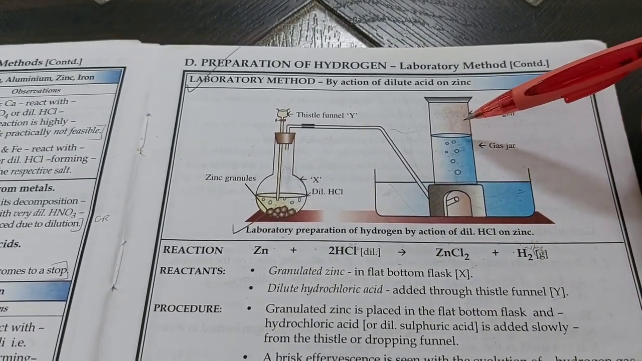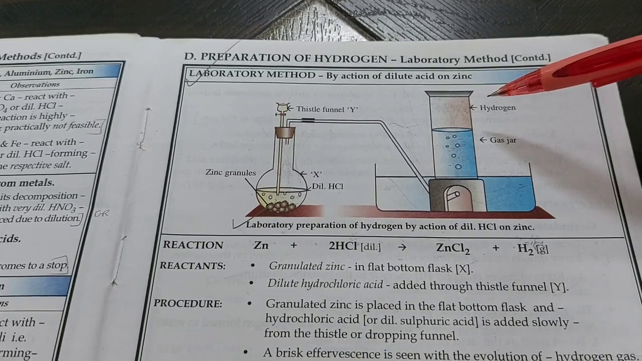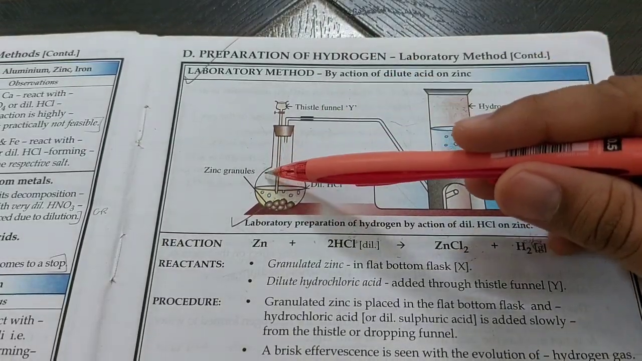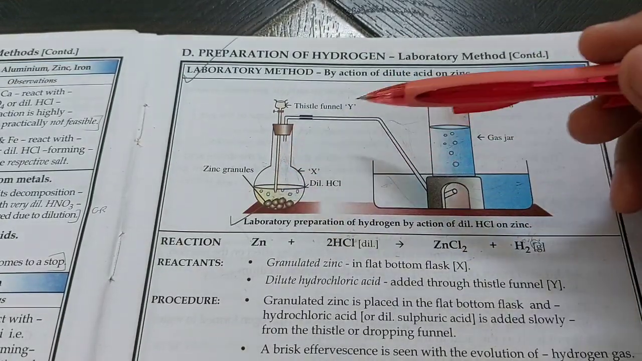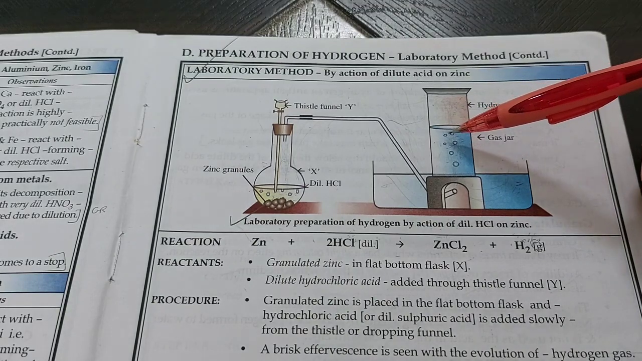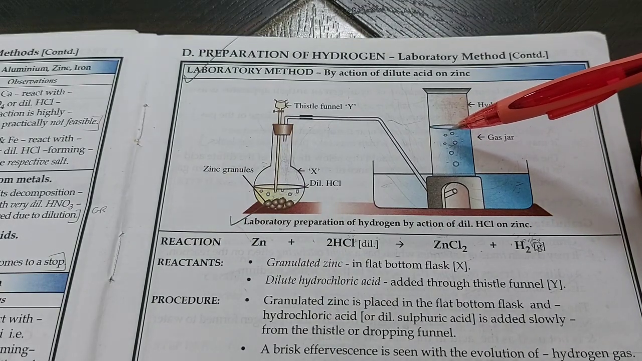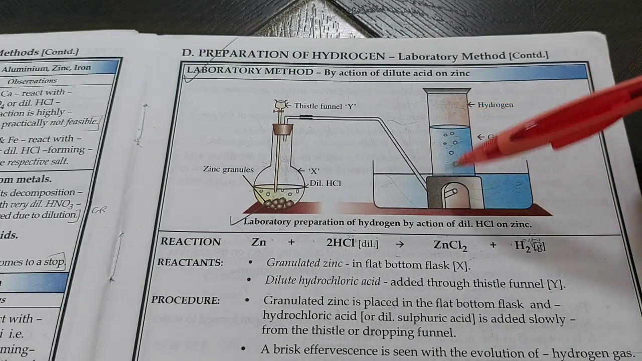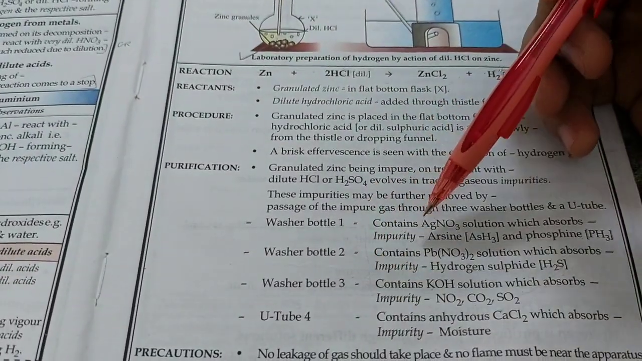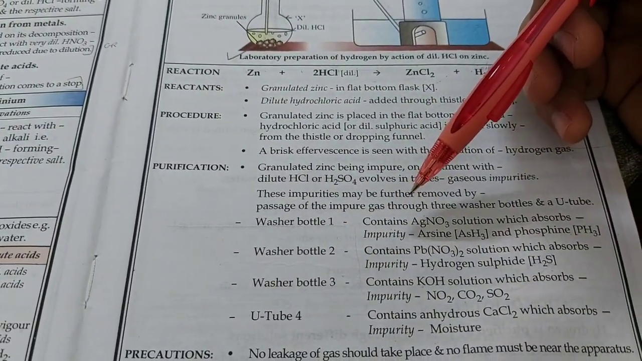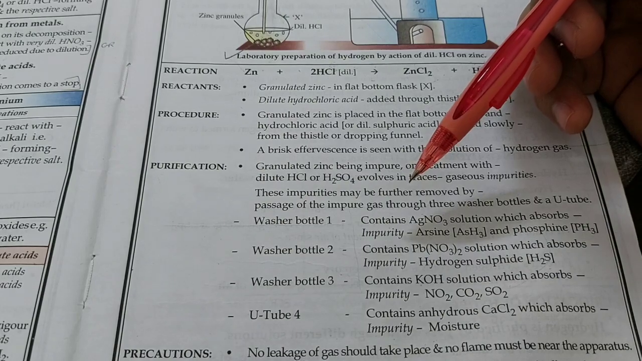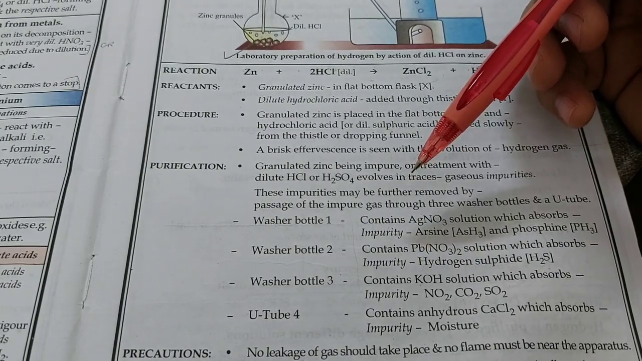Now the hydrogen we get is not pure. It has some impurities because the zinc granules had some impurities. So we will have moisture, carbon dioxide, sulfur dioxide, arsine, phosphine, nitrogen dioxide. So we will have to pass it through some washer bottles, each having a chemical which will remove some impurity. Let's see the diagrammatic representation of this process from the concise textbook.